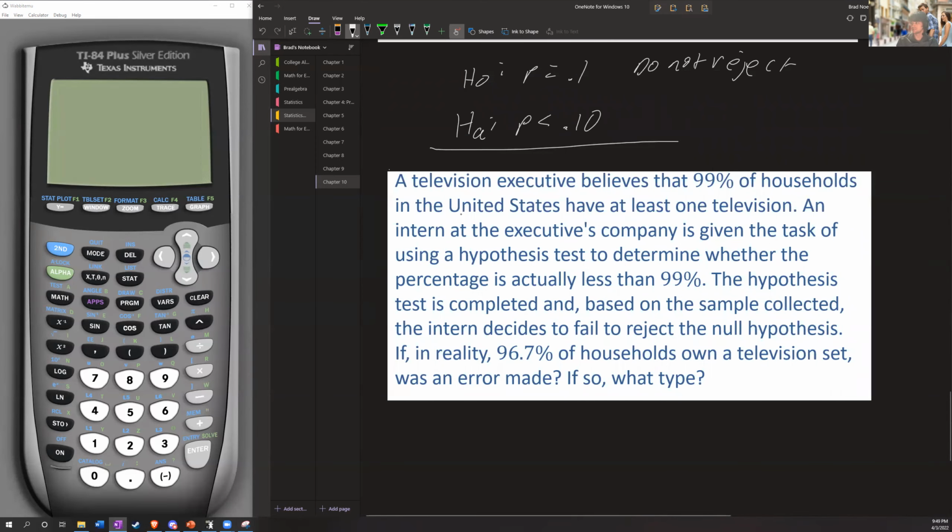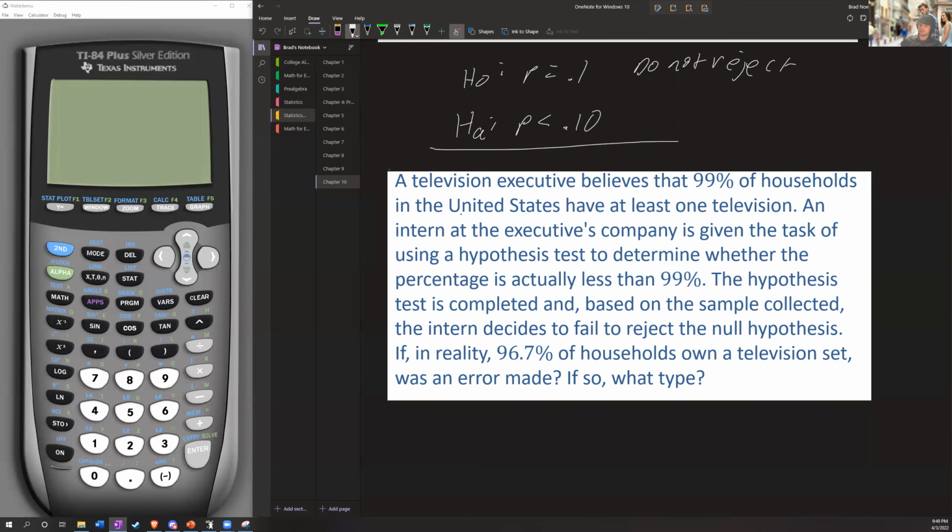A television executive believes that 99% of households in the United States have at least one television. An intern at the executive's company is given the task of using a hypothesis test to determine whether the percentage is actually less than 99%. The hypothesis test is completed, and based on the sample collected, the intern decides to fail to reject the null hypothesis. If in reality 96.7% of households own a television set, was an error made? If so, what type?